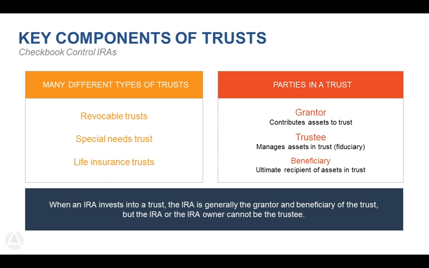Now, the grantor and the beneficiary, a lot of times, are going to be two different people. However, in this case, we are going to be utilizing what's called a grantor beneficiary trust, meaning that the grantor, in this case the IRA, is also going to be named as the beneficiary of the trust. Kind of like in an LLC, where the owner gets all the benefit of the management of the assets, that's the same way you structure a trust to act in the capacity of an LLC: the grantor is also named as the beneficiary, for whom the trustee will manage the assets for the ultimate benefit.